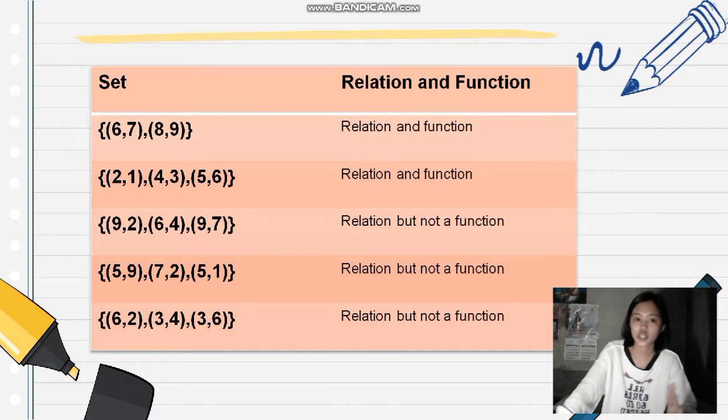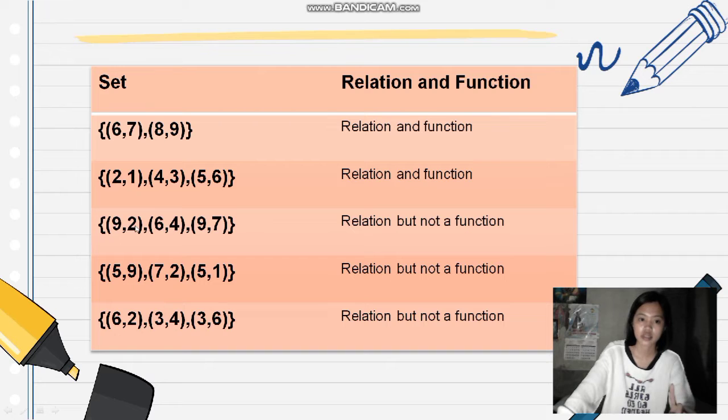So, summarization. Paano ba natin malalaman kung relation and function. So, itong example na to, ma-identify natin kung yung binigay na ordered pairs ay relation ba and function. So, 6 and 7, 8 and 9, relation siya and function. So, set of ordered pairs, relation, function, walang naulit, function. 2, 1, 4, 3, 5, 6. So, relation siya and, of course, function din kasi x natin walang nauulit.